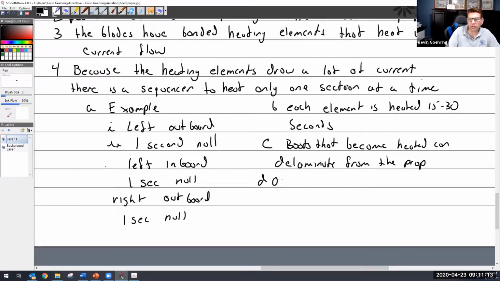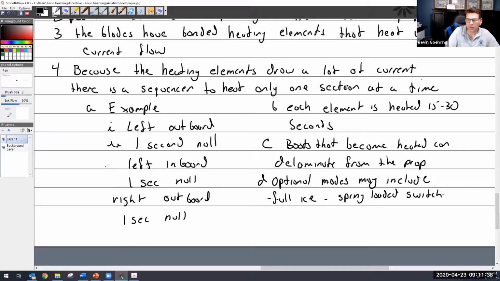Optional modes may include full ice. So maybe a switch that says full ice. So that's a spring-loaded switch that must be held on, and heats all blades at once.